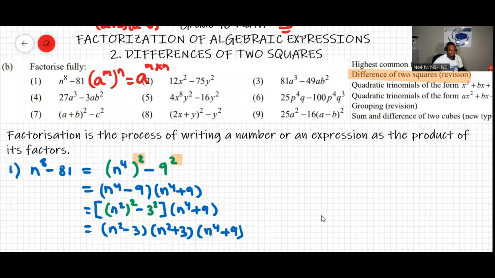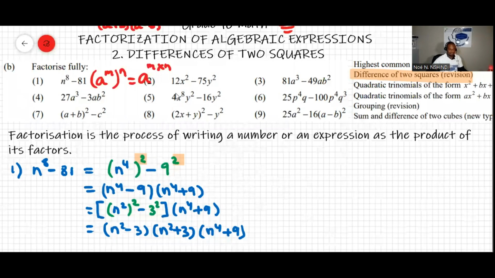Now for question 2. Now we're doing question 2. The question says 12x squared minus 75y squared. Now we note that 12 here is not a square number. Neither is 75 a square number. So in this case, we'll try to see if there is a way we can factorize.